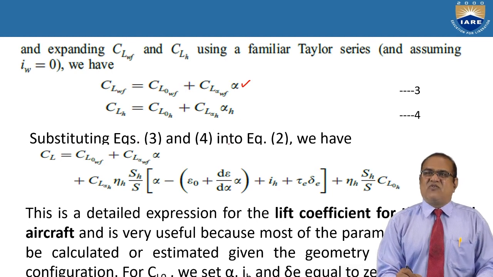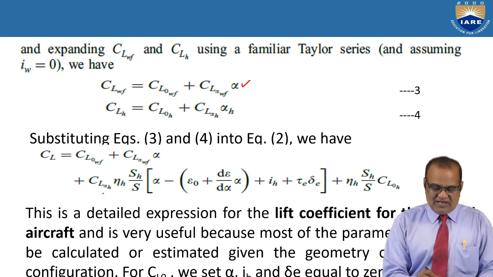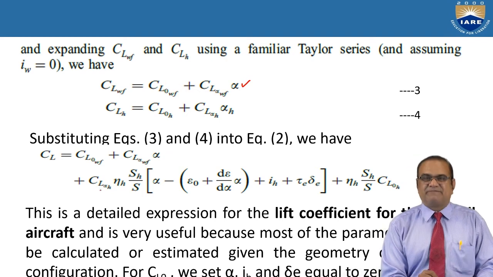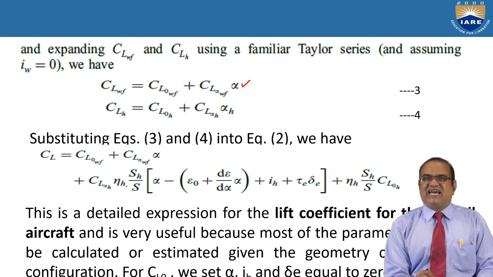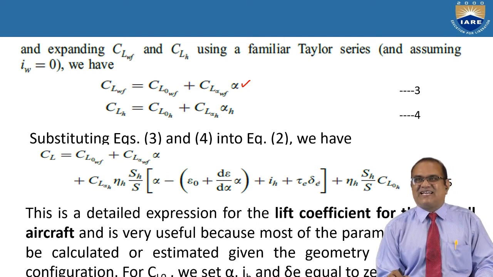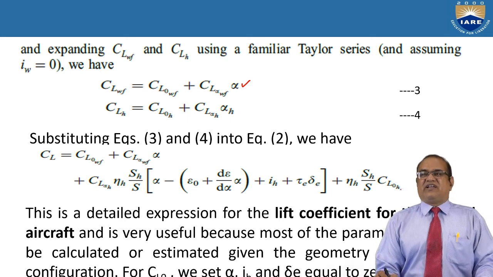These equations 3 and 4, if we put in equation number 2, which we have already seen, that CL is equal to CL_WF plus CL_H, we are getting here CL naught WF plus CL alpha WF into alpha plus CL alpha H eta_H S_H by S, and this alpha_H we have seen there is alpha minus epsilon plus i_H plus tau_E delta_E, plus eta_H S_H by S CL naught H. So this is the total coefficient of lift on the total aircraft.